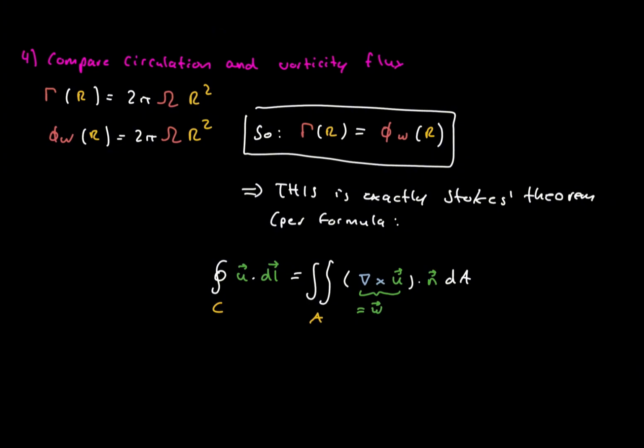In the next video, we will study a more realistic vortex model where rotation exists only inside a finite core, while the flow outside the core becomes irrotational. This leads to the Rankine vortex.